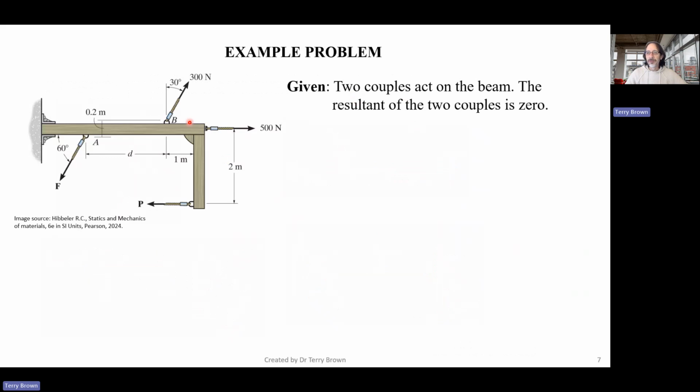Again, it's a fairly abstract example, but it illustrates what a couple is and helps us to understand it a little bit better. You wouldn't really have a practical problem like this, but anyway, let's go through it. So we've got two couples acting on the beam, and the resultant of the two couples is 0. We're asked to find the magnitudes of the forces P here and F down here, and the distance D here between those two cables that are attached to that beam structure.